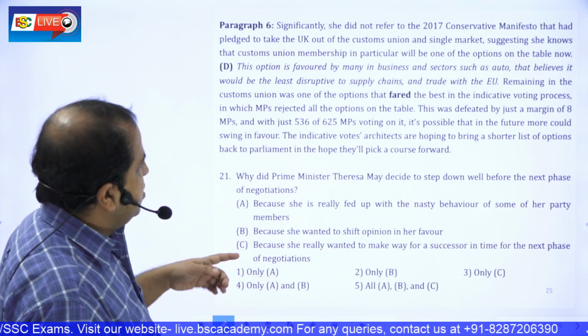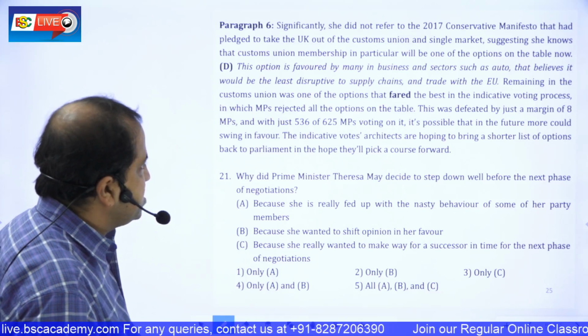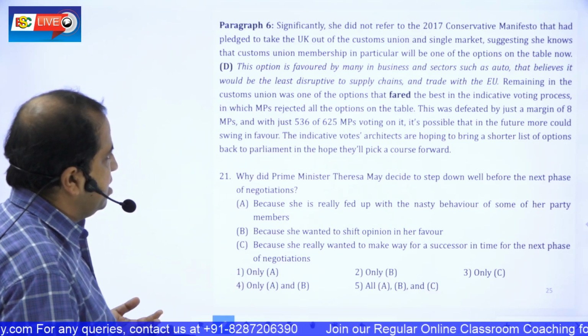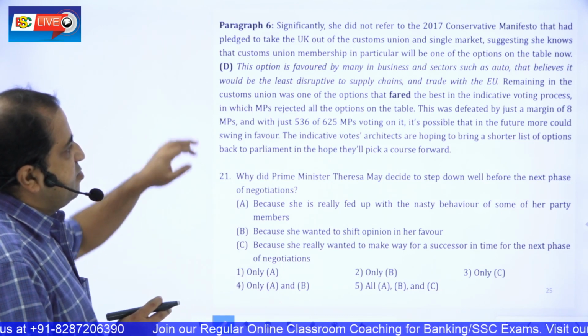And trade with the EU. Remaining in the customs union was one of the options that fared the best in the indicative voting process, in which MPs rejected all the options on the table. So this was one of the options.